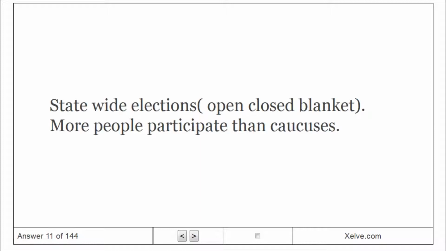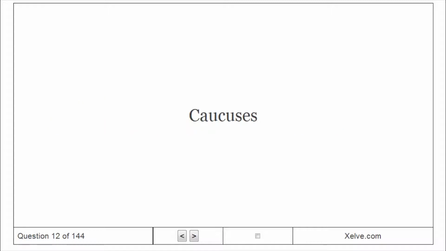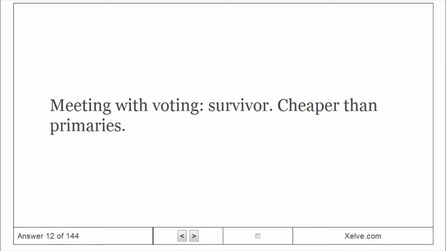Primaries. Statewide elections, more people participate than in caucuses. Caucuses. Meeting with voting, survivor, cheaper than primaries.